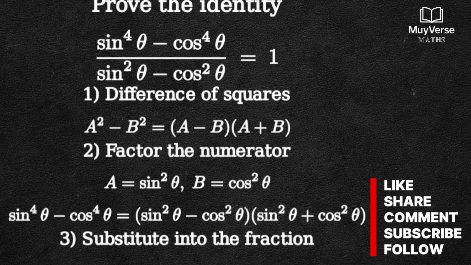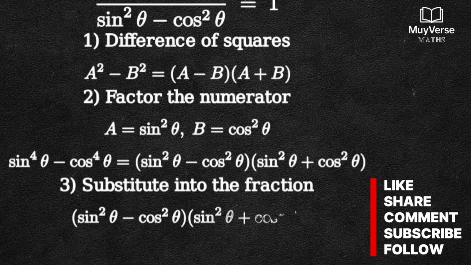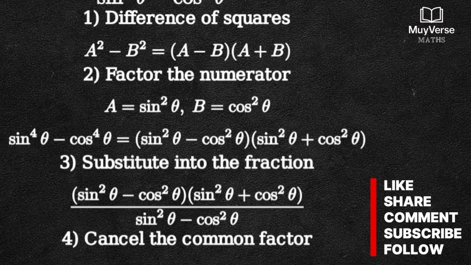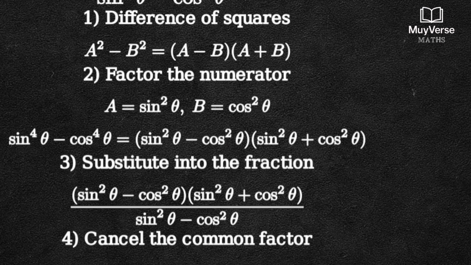Step 4. Cancel the common factor sine squared theta minus cosine squared theta, which appears in both numerator and denominator, provided it is not 0. After canceling, we are left with sine squared theta plus cosine squared theta.